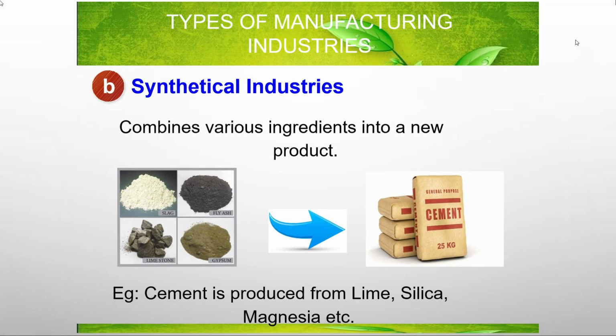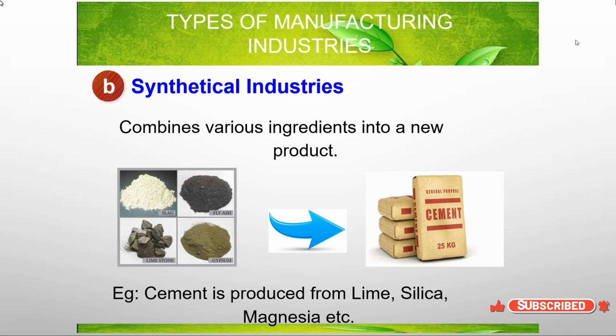Moving on to synthetic industries, this combines various ingredients into a new product. Example, cement is produced from lime, silica, magnesia, etc. Now let's move on to the processing industry. It involves successive stages for manufacturing finished products. The example of paper making process is put in the diagram here in the slide. Another example could be sugar, etc.